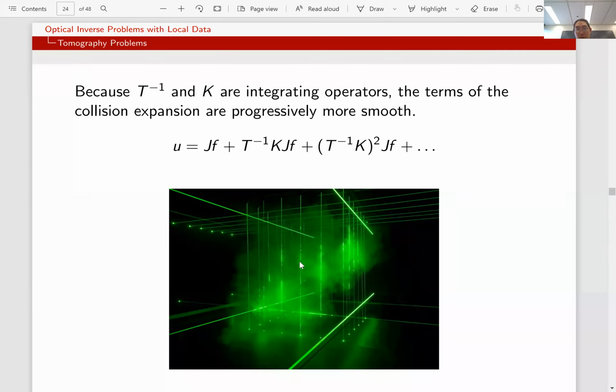It's not supported everywhere. By the time you get to light that's scattered twice, that really is supported everywhere if you have a scattering medium, right? So everywhere you look, you'll see light that has come down from one of these beams, scattered once into some point of this medium, and then scattered to your eye. You'll see that at every point. That's this cloud of light that you see throughout this whole scattering medium. So the collision expansion is really nice because the terms of these are progressively more smooth. And so in particular, if you have a singular source, you can sort of pick out these first two terms by their degree of singularity.